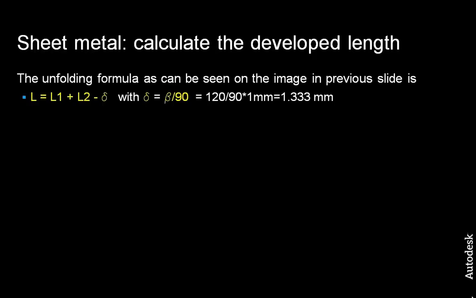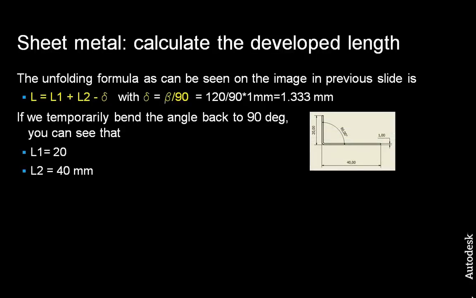Here is how we calculate the developed length. The unfolding formula is pretty simple: L is the sum of L1 and L2 minus the deduction. In this case, the deduction is beta divided by 90. Beta is 120, so 120 divided by 90, and we come up with a value of 1.333 millimeter. No discussion about that.